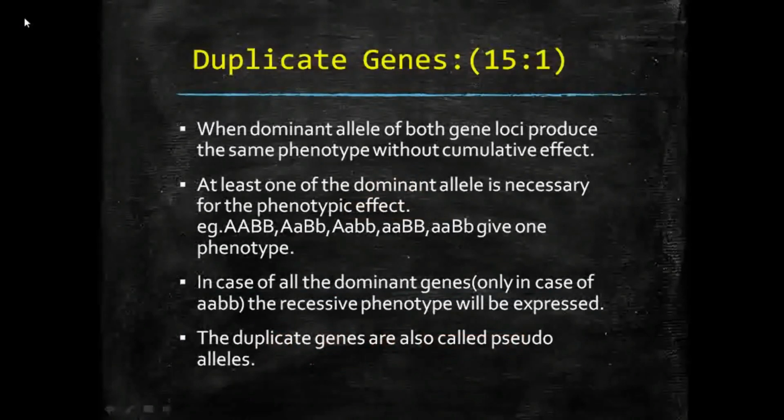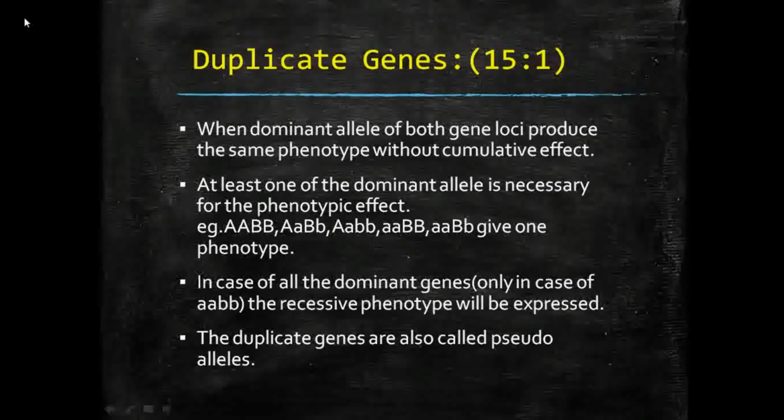Duplicate genes show the ratio 15:1. Within a few minutes we will understand how this ratio comes. First of all, what is the basic concept of duplicate genes? Let's understand this first. The dominant alleles of the genes which are present on different loci produce the same phenotype without their cumulative effect.